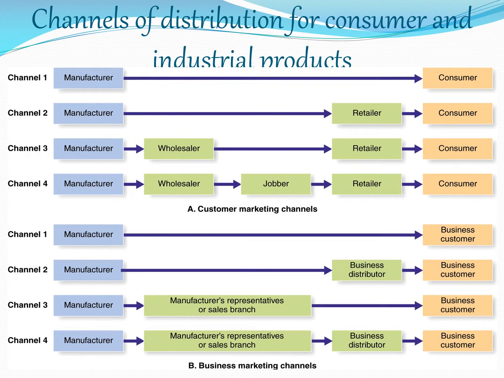As we can see here, the different levels of distribution channel are described, depicted in the diagram. Diagram A shows the distribution channel for consumer products, whereas diagram B depicts the different levels of distribution channel. The case is for industrial products.